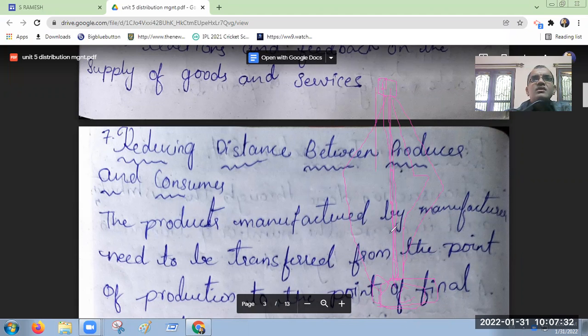So he can choose that option, or he can send to an agent, and from the agent the customer will receive. Or he can send to an agent, from the agent the wholesaler will receive, and from the wholesaler the customer will receive. Different options are there. So he has to choose that channel which reduces the distance between the production point and the consumer point. In order to choose that, the producer, the manufacturer, the maker of the goods and services should make a wise decision. If a wise decision is taken, it will reduce the distance between producer and customer.